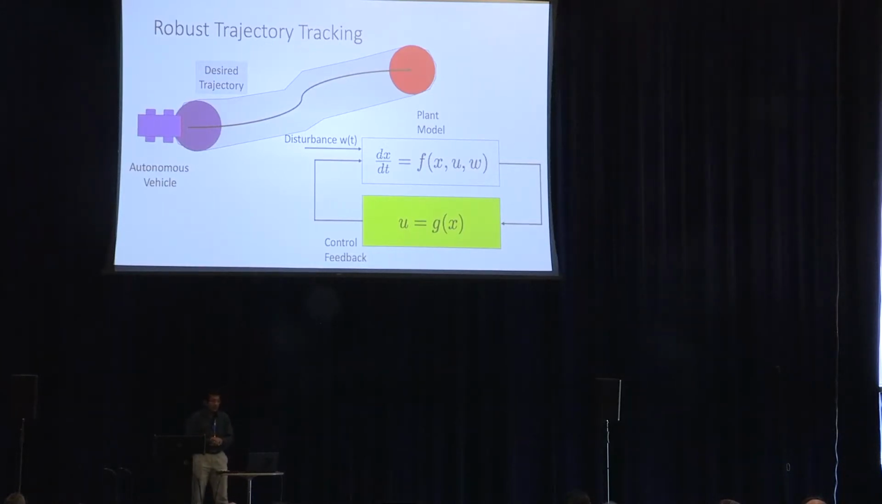So my goal is to compute that feedback, u equals g(x), so that from any given state, I know what control to apply immediately. Even though I have formulated this in continuous time, most of the implementation in the paper happens in discrete time, but that's something that we did for implementation. The theory works in continuous time as well.